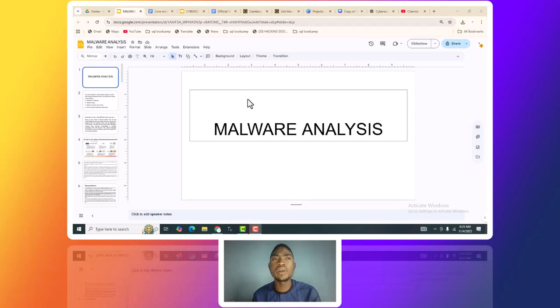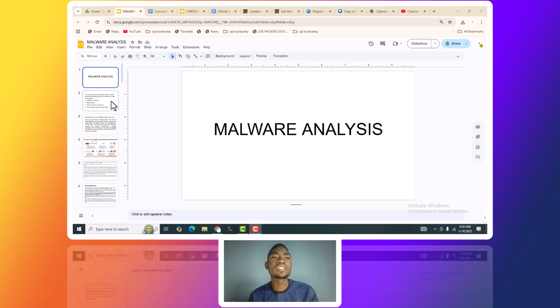Look at malware analysis. I believe each and every one of us, directly or indirectly, might have been affected by malware. We want to look at what malware is all about and how we'll be able to identify, detect, and also mitigate it, assuming that we have been infected by any type of malware.